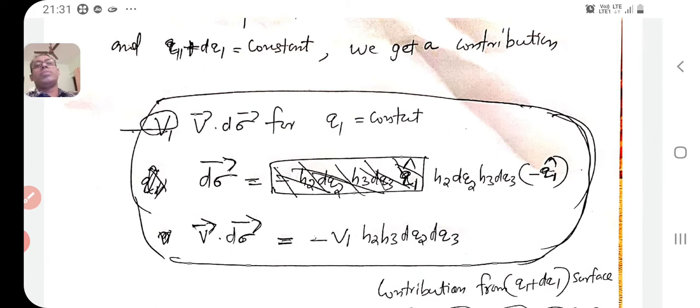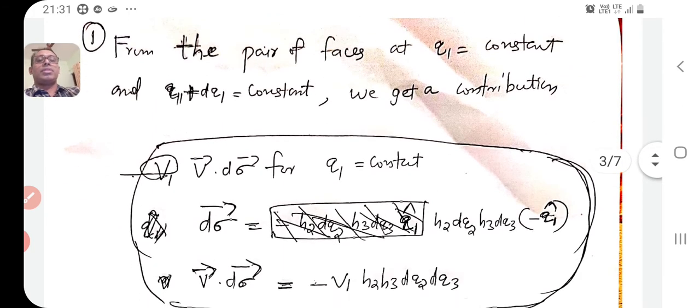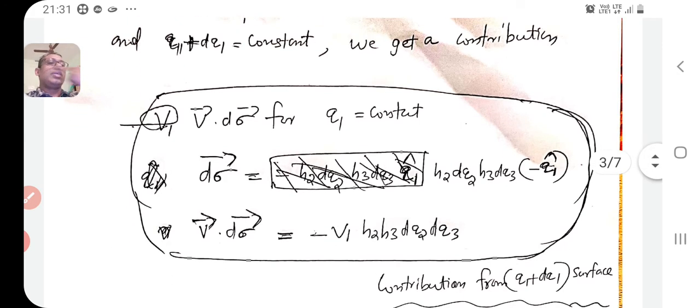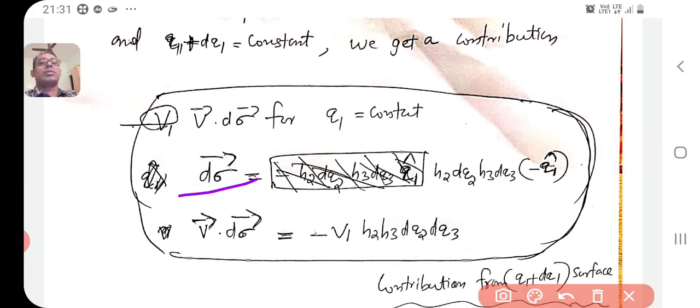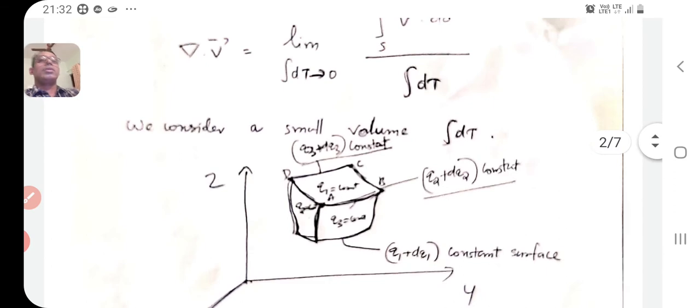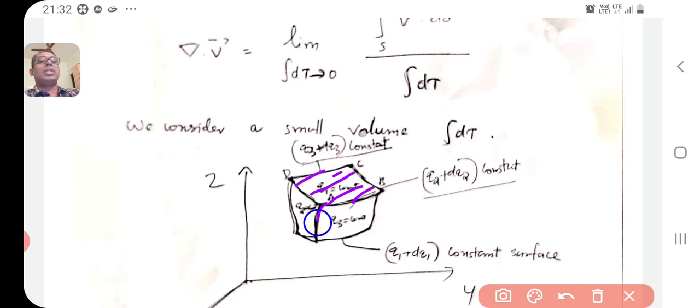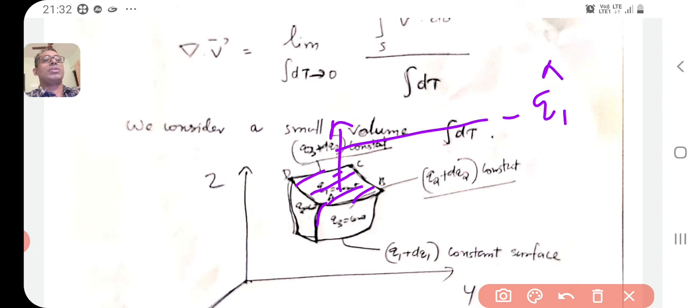V dot d sigma, we are taking the scalar product of the vector V with d sigma. And what is the area vector d sigma? That will be h2 dq2, h3 dq3 times minus of unit vector q1. When we take an area vector, this is the direction in which q1 is increasing, so the normal to the surface on this face is opposite to q1. That's why we are saying this as minus q1 cap.